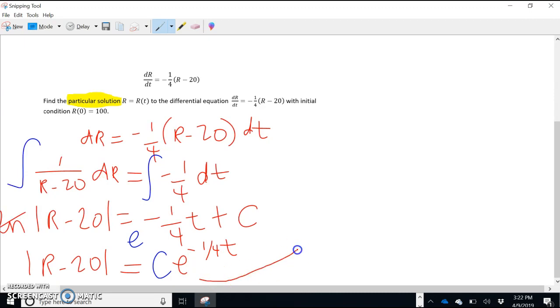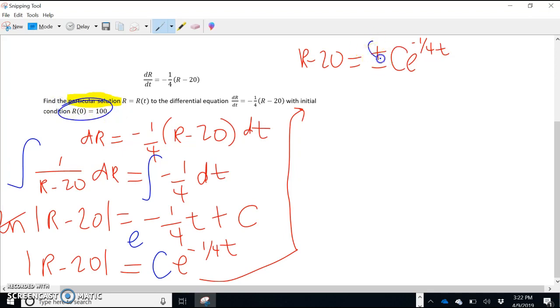Let me scroll over and pick up where I left off up here. I'm going to drop the absolute value bars, and that results in a plus or minus big C e to the negative 1/4 t. I'll choose my sign by referring back to my initial condition. It's positive, so I'll keep the positive as well. And I finally get to my general solution of 20 plus C e to the negative 1/4 t. That's close to what I want, but I was specifically asked to find a particular solution, not a general.